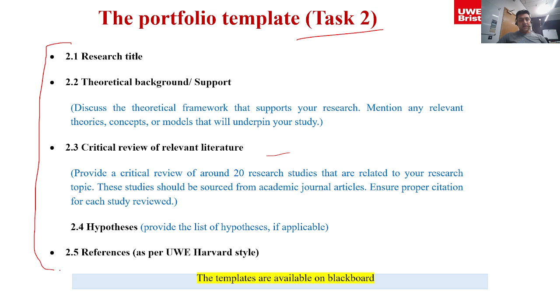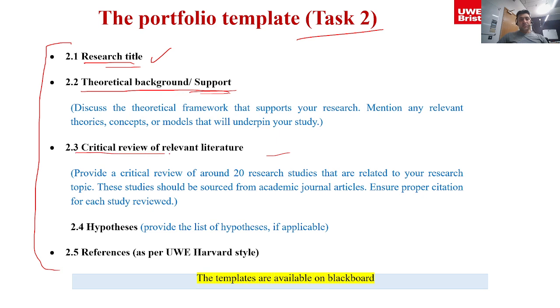So before we start, just have a look at this portfolio 2 template, and we'll be covering these things in our template 2, starting from our research title. We've already created this in our template 1, but of course we need this again here because you might be changing it. And if you've changed it, go back and also put the same title in your portfolio task 1. And then we'll be talking about theoretical background and support, especially what is literature and how do we give our theoretical support for the topic.